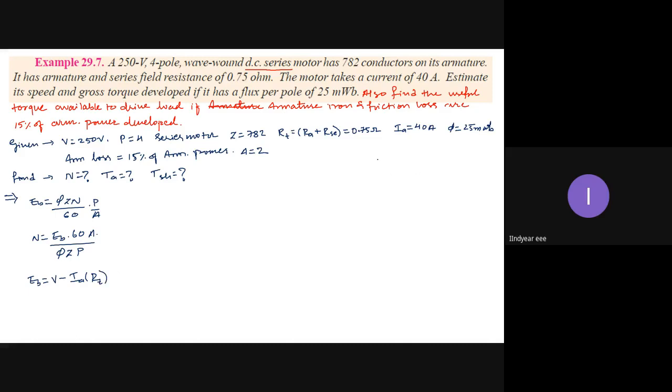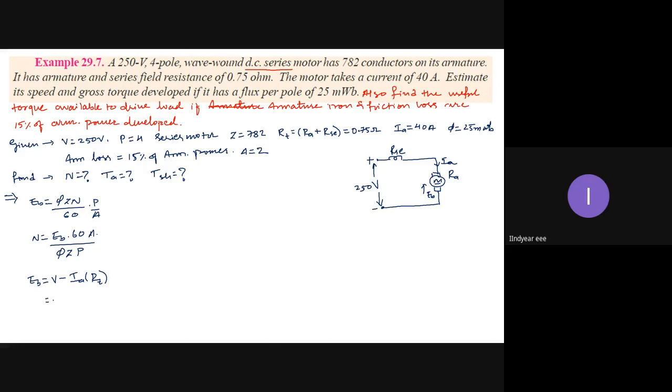So let me draw a small series motor here. And one suggestion from my side while solving the examples on these motors, whatever may be the type of motor mentioned, you try to draw that circuit diagram. So this is IA, same current IA flows from line. There is no change. So this is 250 volts. IA into RT.